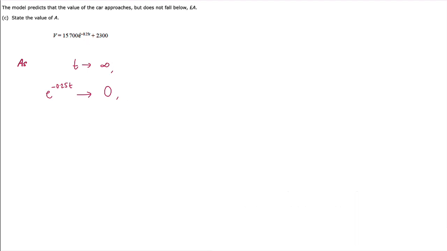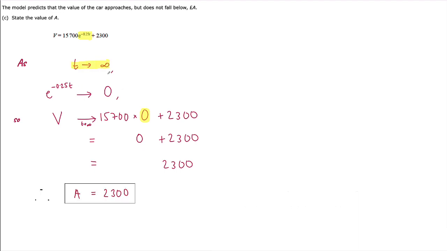Well, this exponential part here will go towards 0 as t becomes really large. So if we plug in 0, we can see that v is going towards 2,300 as t goes towards infinity. Hence, a is 2,300. We can also solve this problem by considering the graph.